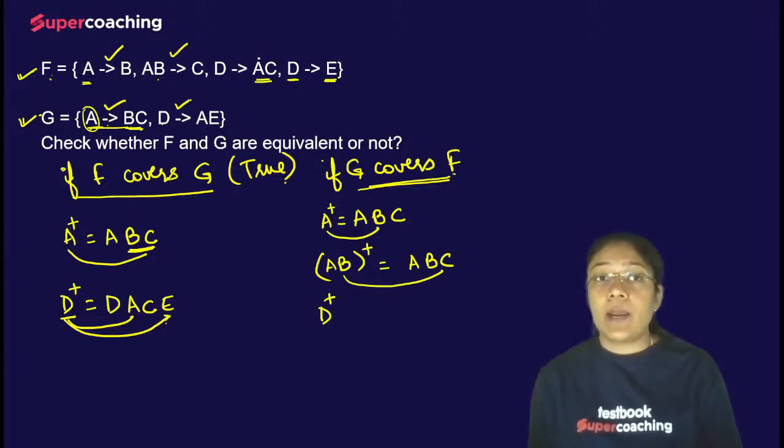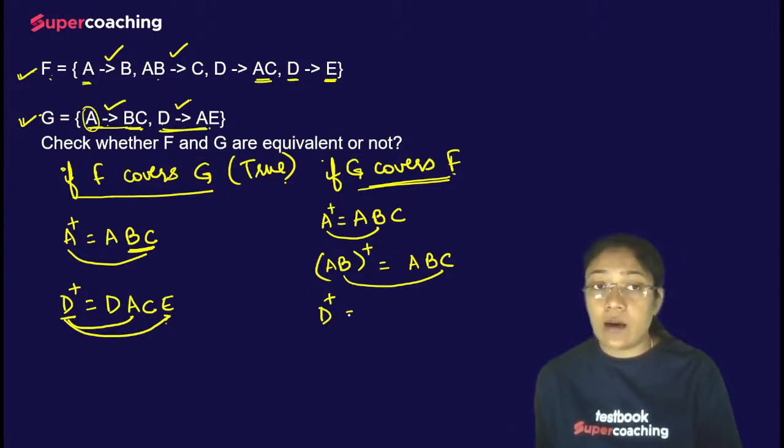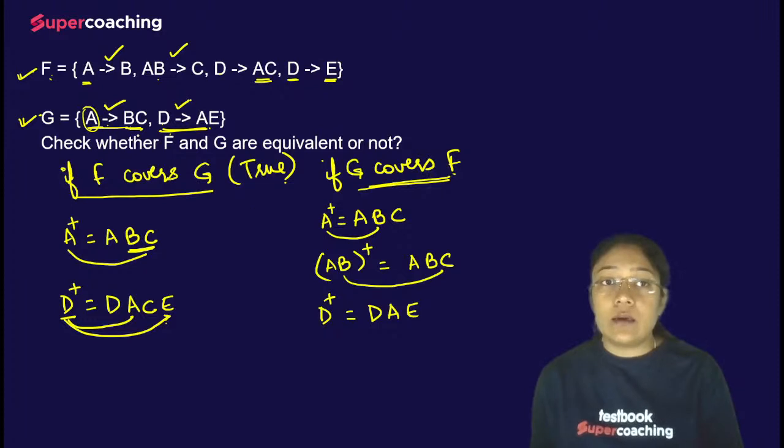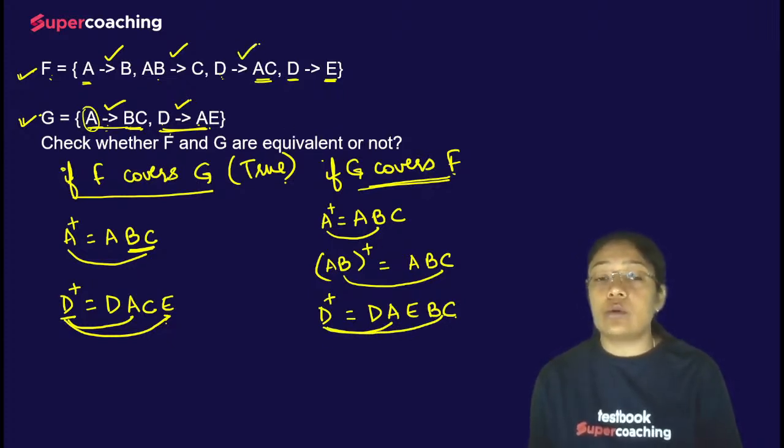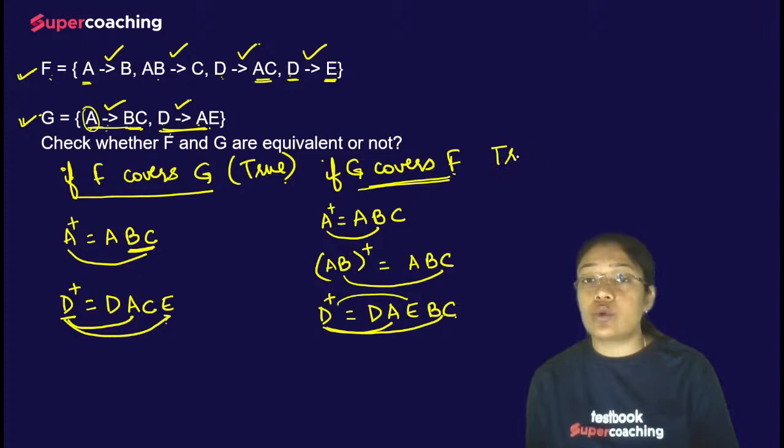D determines AC. To check this, find the closure of D, where? In G, we have to check whether A is covered or not. D is determining itself. D is determining AE. And A is determining B. See, what we want to find is whether D is determining A and C both. So this means that the third dependency is also preserved. D is determining E, that's also present. So this is also covered. So the second case is also true.